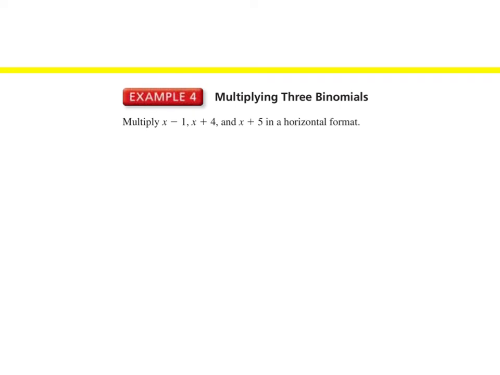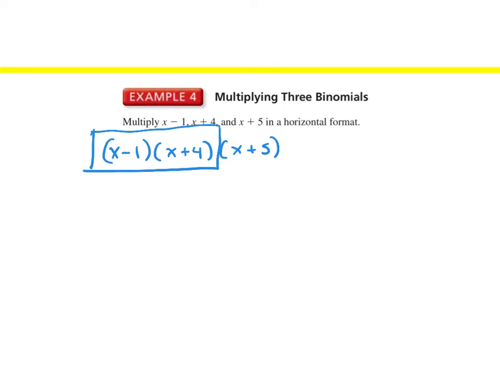So here we have 3 polynomials that we're multiplying together. We're multiplying x plus 1, x minus 1, x plus 4, and x plus 5. So I always like to take it one step at a time. So we're going to multiply these two together first, and whatever we get as our answer for that, then we're going to multiply it by this x plus 5.